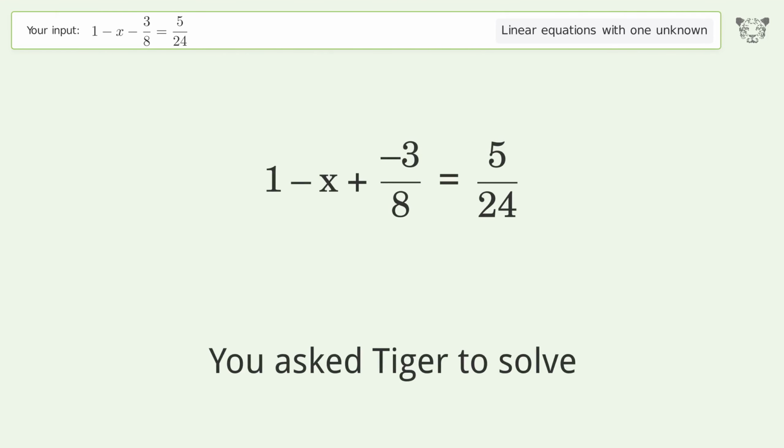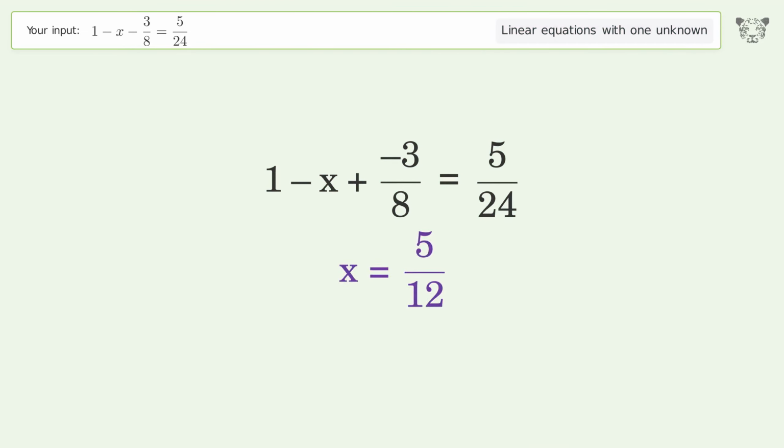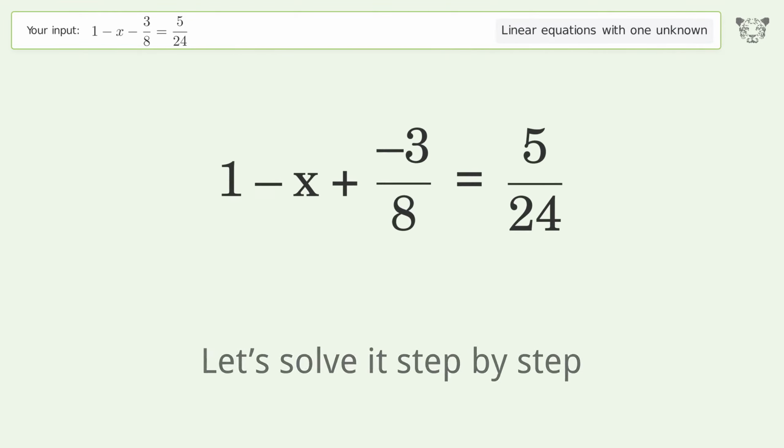You ask Tiger to solve. This deals with linear equations with one unknown. The final result is x equals 5/12. Let's solve it step by step.